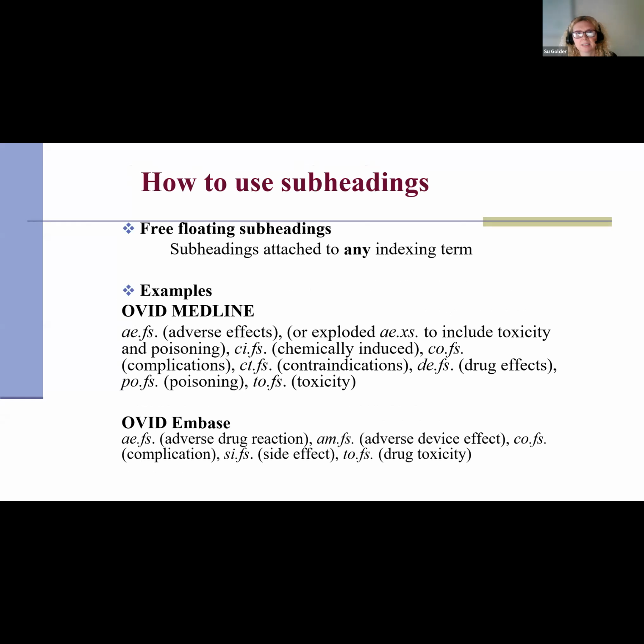But very cleverly, in some databases, for example Ovid, you can float your subheadings, which means they could be attached to any indexing term. And this is a much more sensitive way to search, particularly if you're doing a systematic review where you want to be as sensitive as possible. So here we've got examples of floating subheadings, which is .fs in Ovid. So you've got AA.fs for adverse effects, and CI.fs for chemically induced. And it's exactly the same in Embase. You can just put .fs if you're in Ovid.